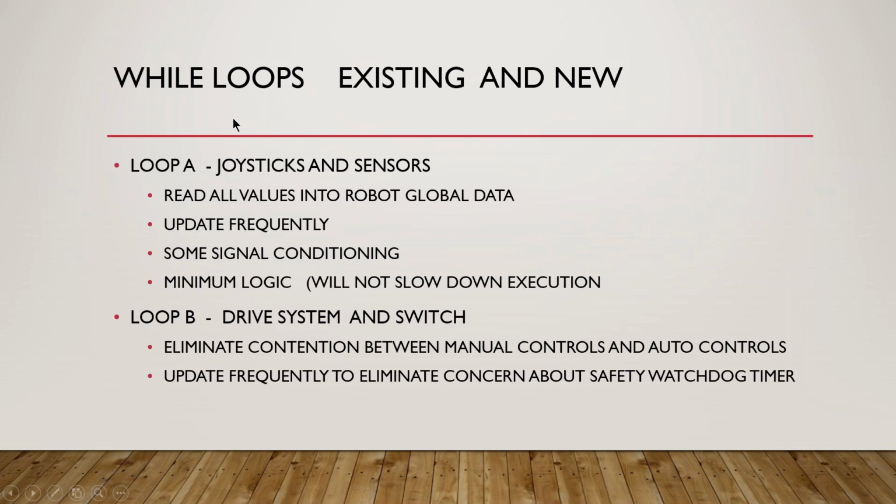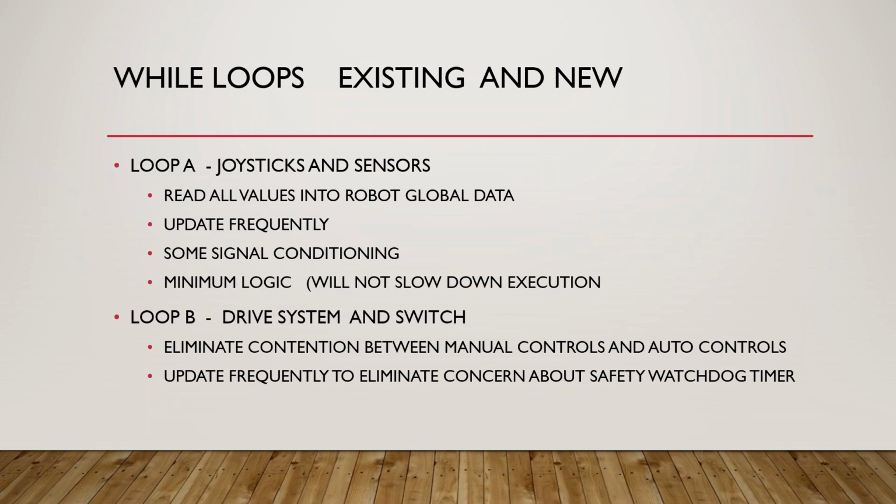In periodic task, there are a number of existing while loops. And what I've done is modify the top two and then added ones below it. The top one, I labeled Loop A, and it's where we read the joysticks and the sensors. We read all these values and store them in robot global data, and it's updated frequently by changing the delay time for the loop, so that we have the most current data at all times in robot global data.